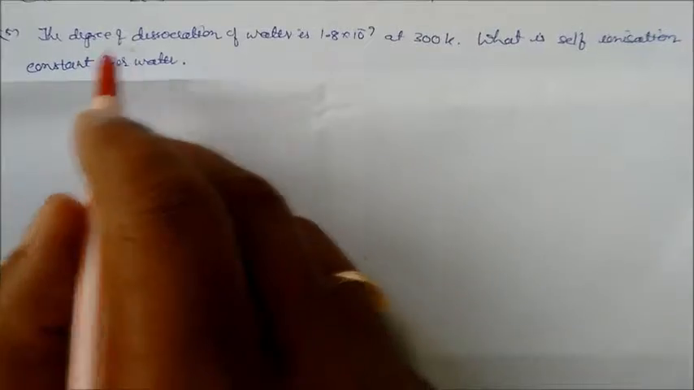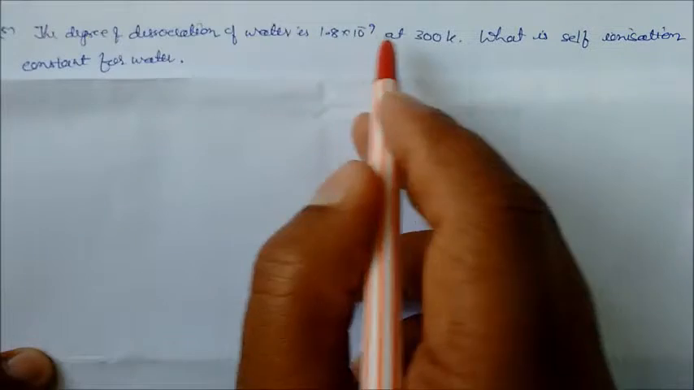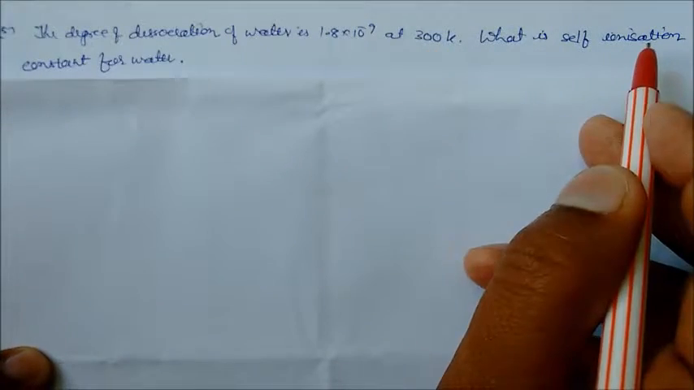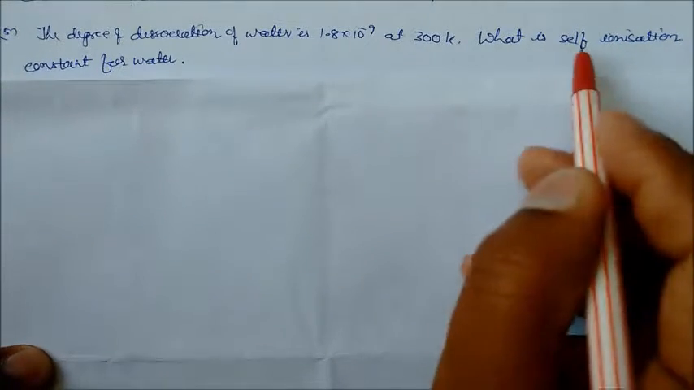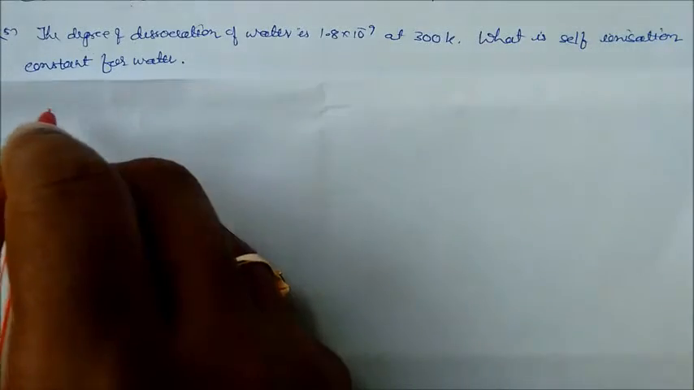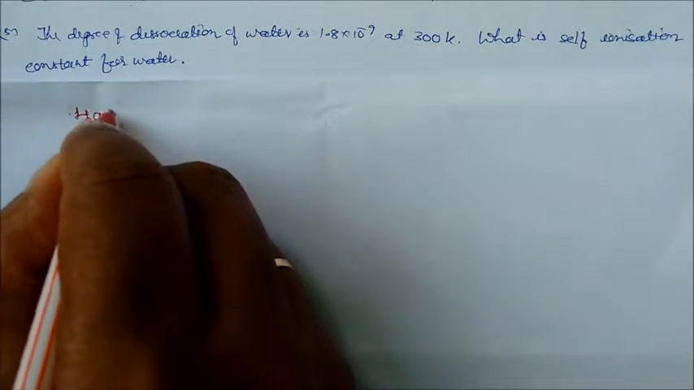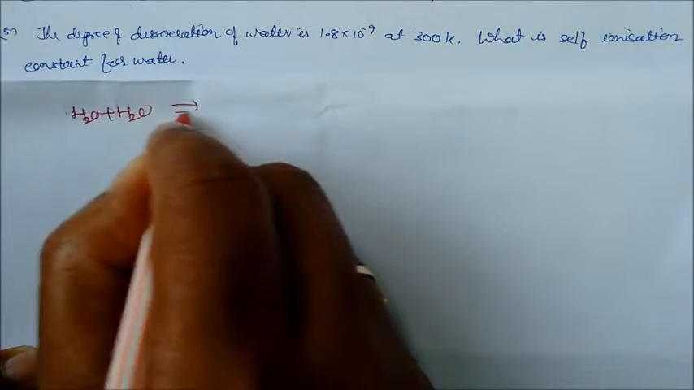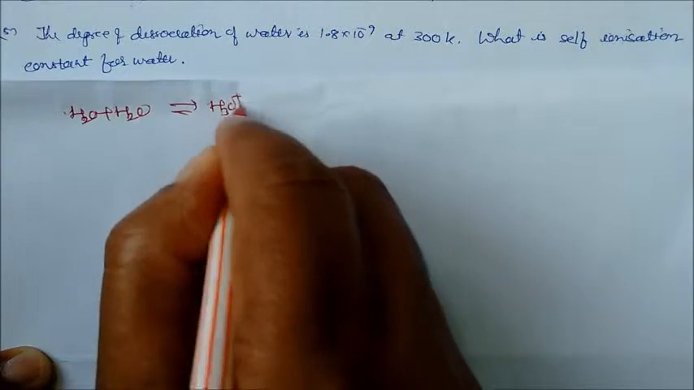The degree of dissociation of water is 1.8 into 10 to the power minus 9 at 300 Kelvin. So what is the self-ionization constant for water? This is given, the self-ionization constant of water. So how do we solve it? This is H2O plus H2O. We know the autoprotolysis of water gives you H3O plus and OH minus.